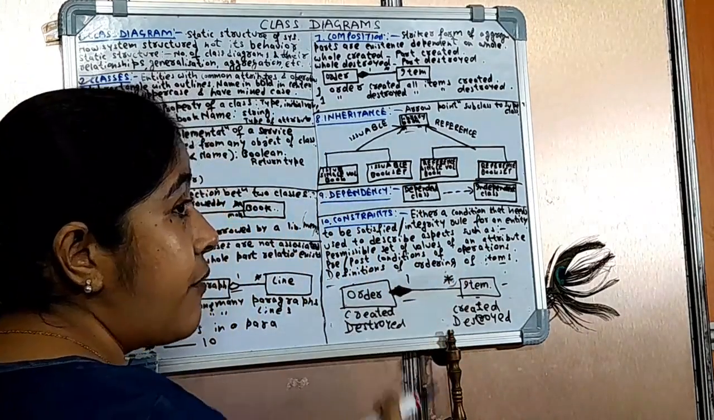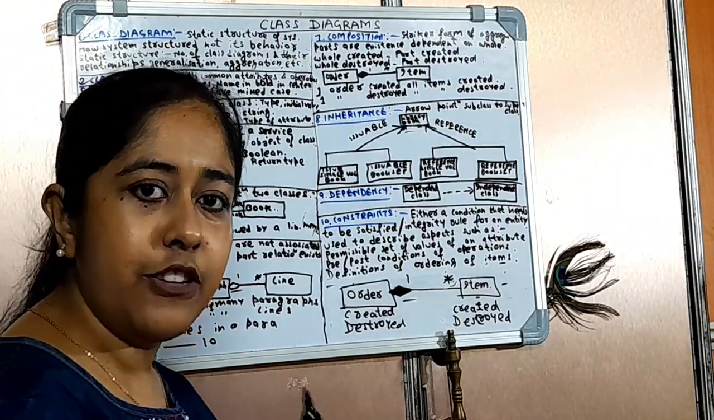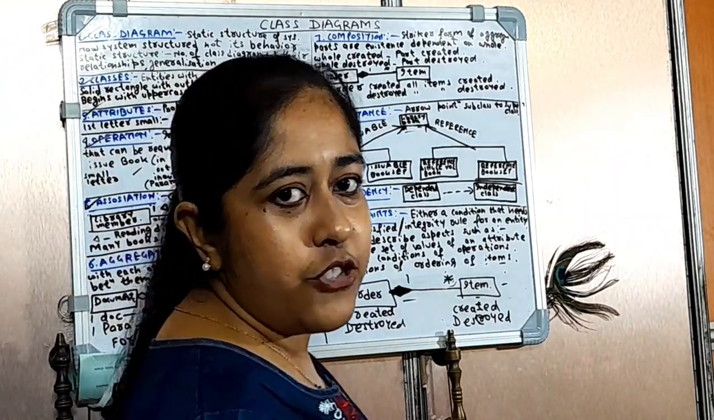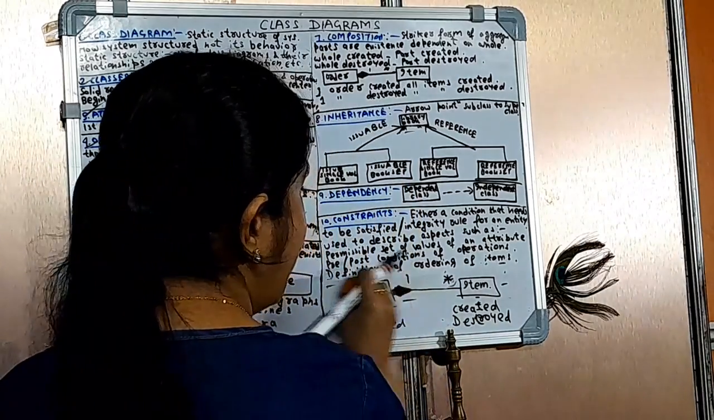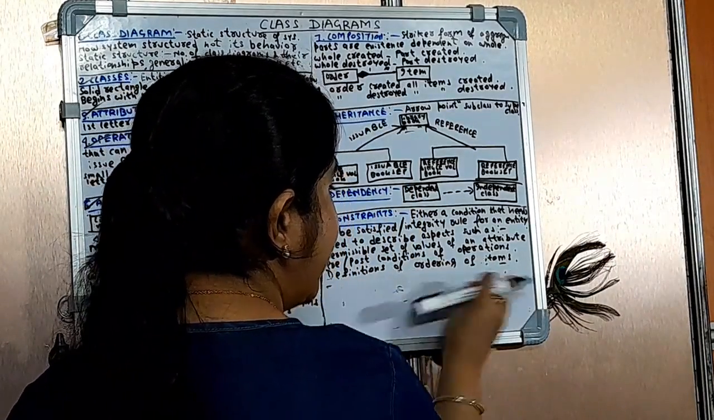So this is a thing you have to keep in mind. It is very important. If this symbol is interchanged, then your whole thing will be destroyed. Okay, so this is the main thing. Now next we are going to talk about the inheritance one.